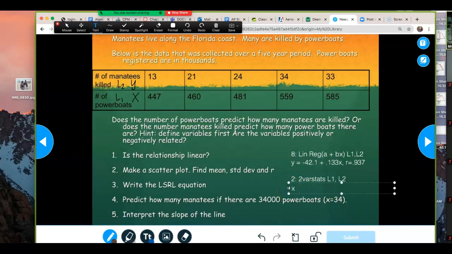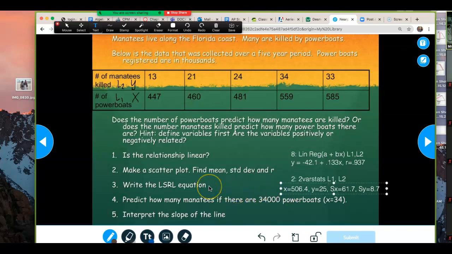So I got x bar equals 506.4. Y bar equals 25. Sx, standard deviation of x, 61.7. Standard deviation of y is 8.7. Alright.